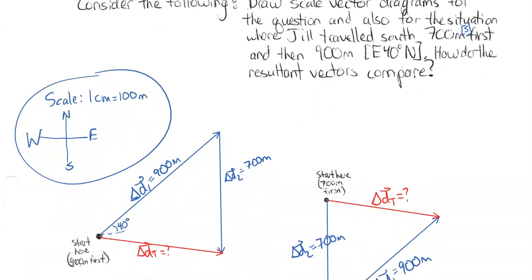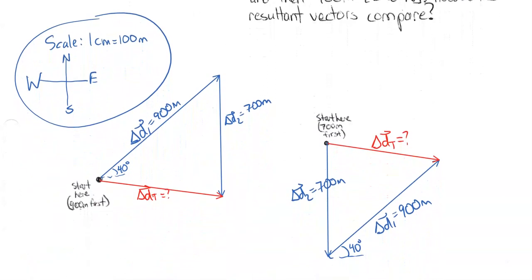Now I don't have the scale necessarily that you would have on your paper, but it's going to look something like this. A scale of 1 centimeter to 100 meters, meaning that this right here is 9 centimeters, this here is 7 centimeters, and likewise if you drew them the other order, that's 7 centimeters and 9 centimeters.